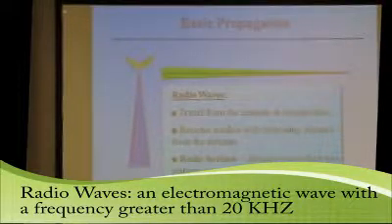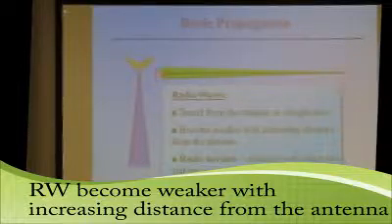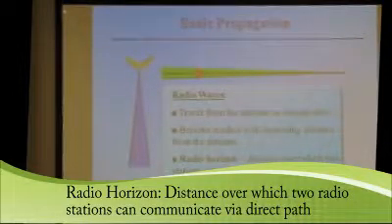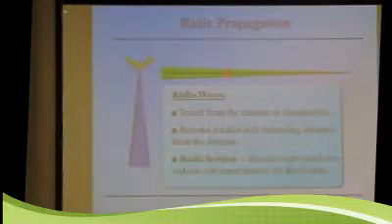Okay, radio waves travel from the antenna in straight lines. They also become weaker with increasing distance from the antenna. And the radio horizon is the distance by which two stations can communicate by a direct path. Now, you might think about the radio horizon being what you can see, which might be 15 miles away. Well, actually, the Earth is not quite as curved to a radio wave as it is to light waves. So radio waves will cover the curvature of the Earth a little more, so the radio horizon is a little beyond the visual horizon, which actually is very convenient.